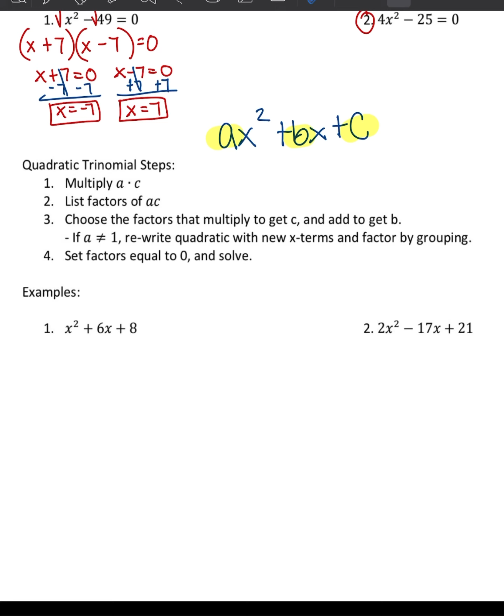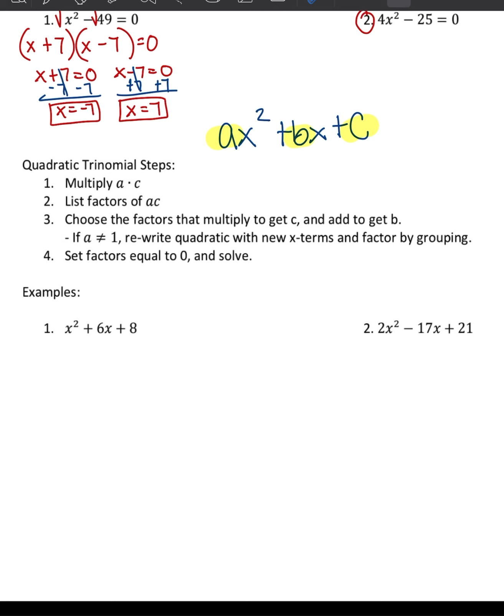So our first step is going to be to multiply the value of a and c together. Then we're going to list the factors of that number, and then we're going to choose the factors that we're going to use to solve for our x-intercepts by choosing the factors that multiply to get ac and that add together to get b.